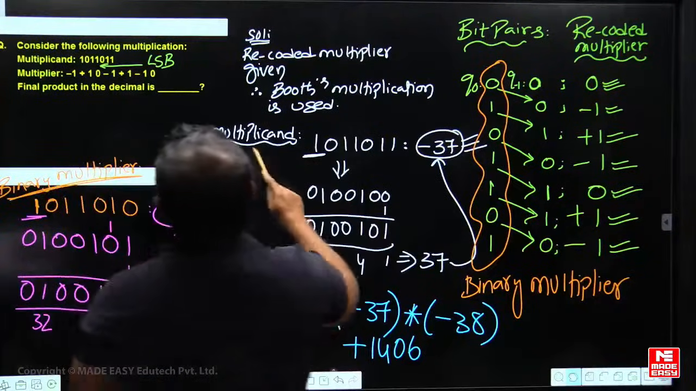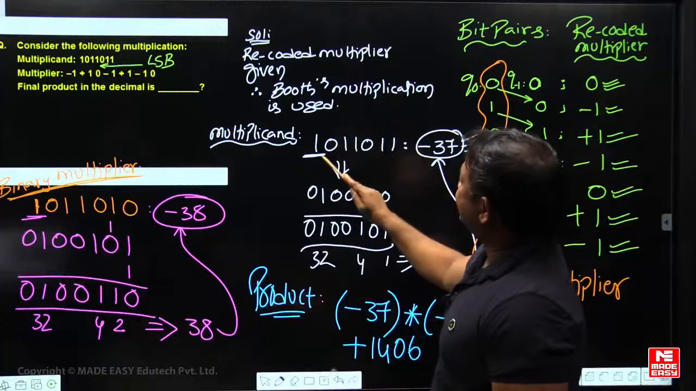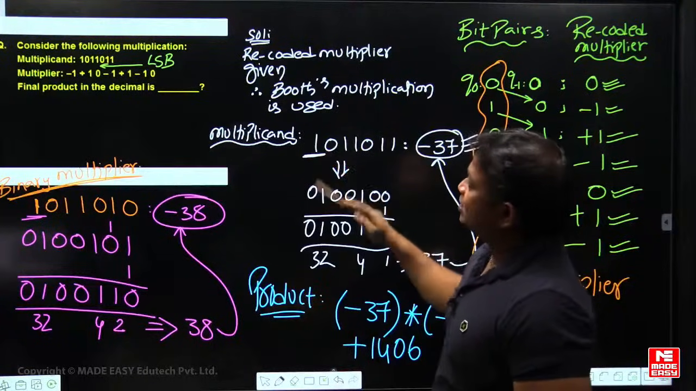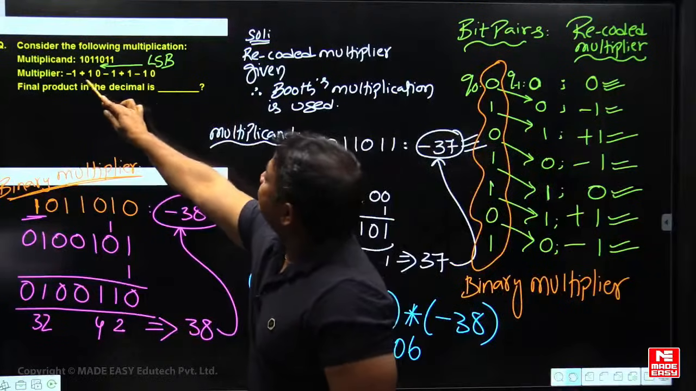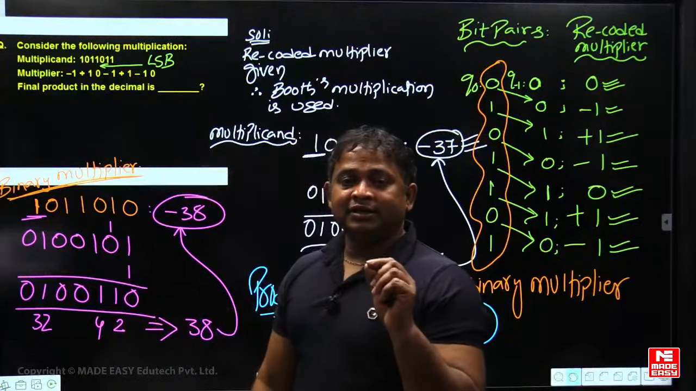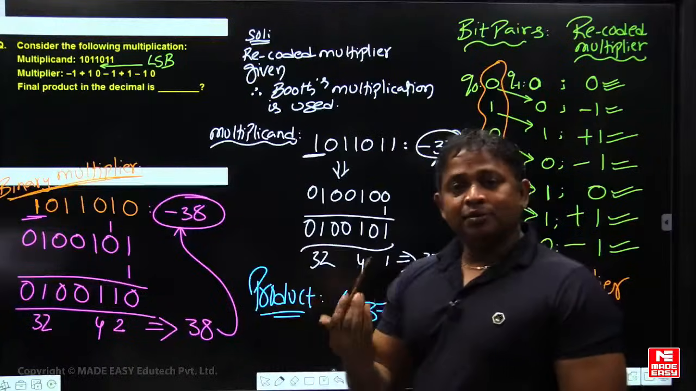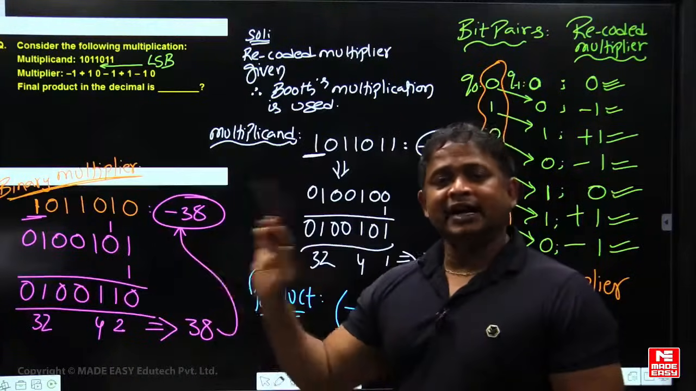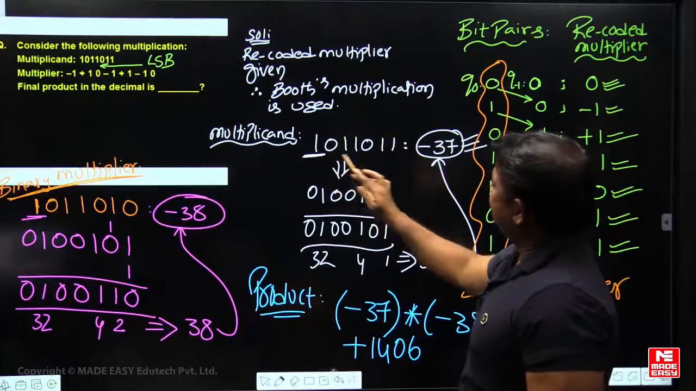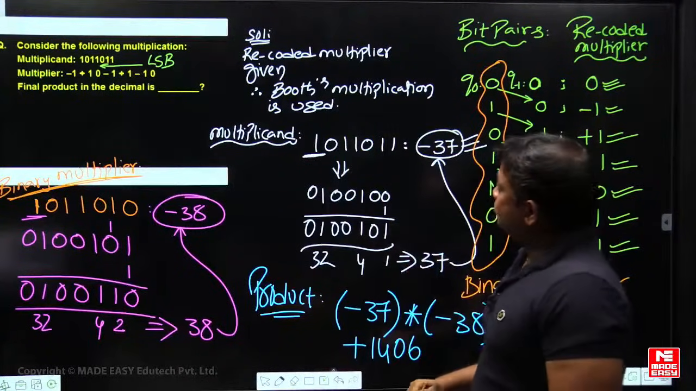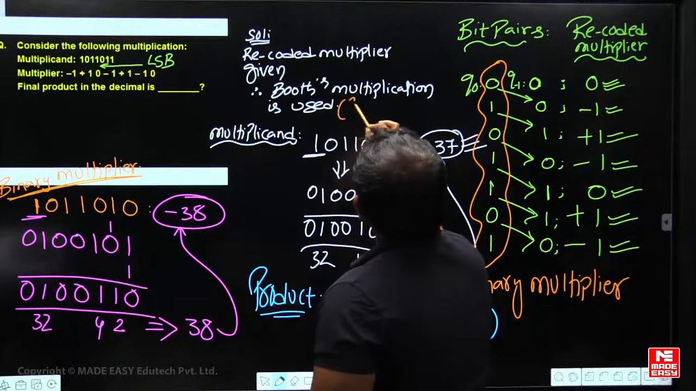Here the multiplicand is already given: 1 0 1 1 1 1. Signed data. MSB bit. Why did I take signed data? Because the recoded multiplier is given. Recoded multiplier is there in Booth's multiplication. Booth's multiplication is by default used for signed numbers. That's why we take it as signed data. MSB bit is 1, sign is negative.